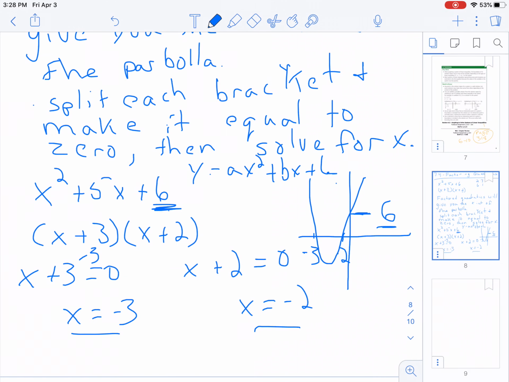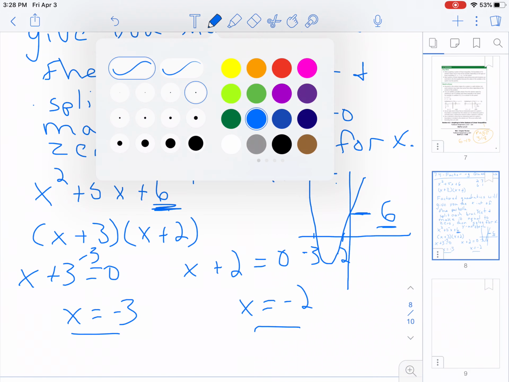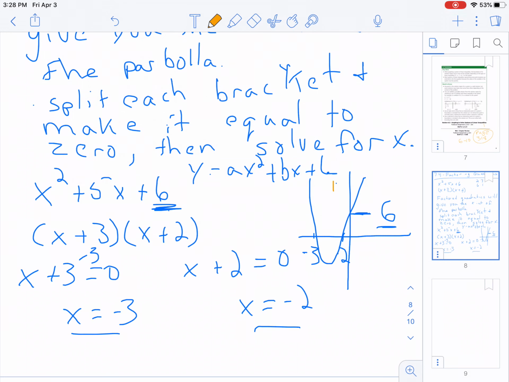You could even put in your axis of symmetry through the vertex. Your vertex is going to be right in between these 2 points because it's equal distance from this side to this side. So this is actually at negative 2.5. Okay, so you can find quite a bit just by having 3 points on your graph.